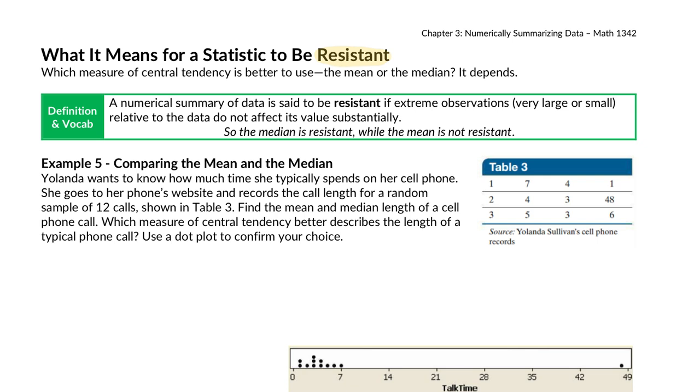And it totally depends. A numerical summary of data is said to be resistant if extreme observations, so super big or super small relative to the data, do not affect its value substantially. So the median is resistant while the mean is not resistant. And let me show you why. This is a very interesting question.